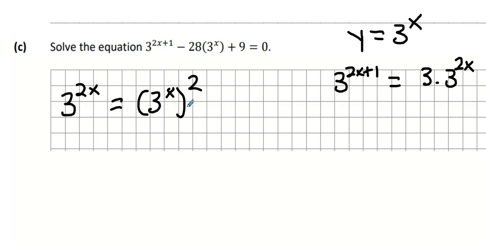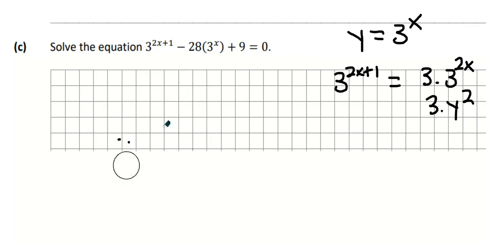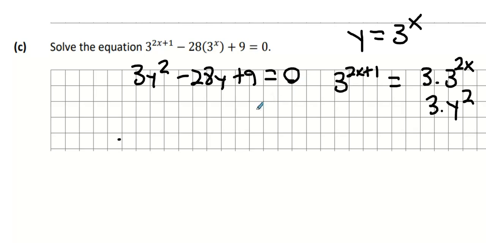What do I replace 3 to the power of x with? y. So 3 to the power 2x is y squared, isn't it? So now it's 3 times y squared. So what do I change the first part into? 3y squared. Second part, 28y. Third part, 9 equal to 0. All good? Use the reference number: 3 times 9 is 27.